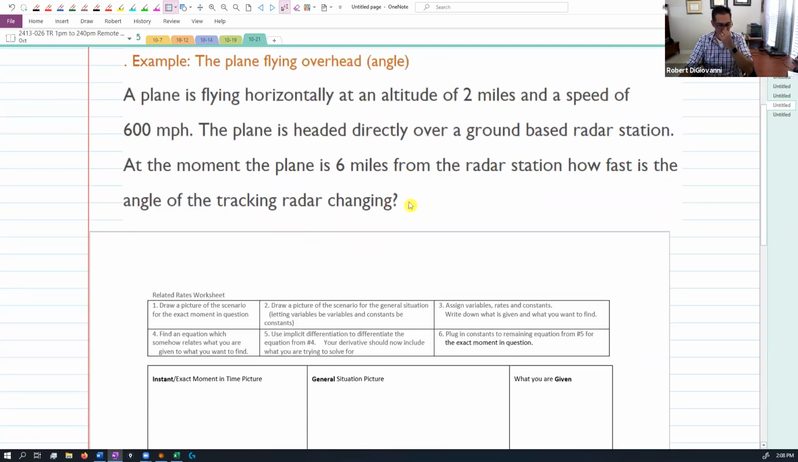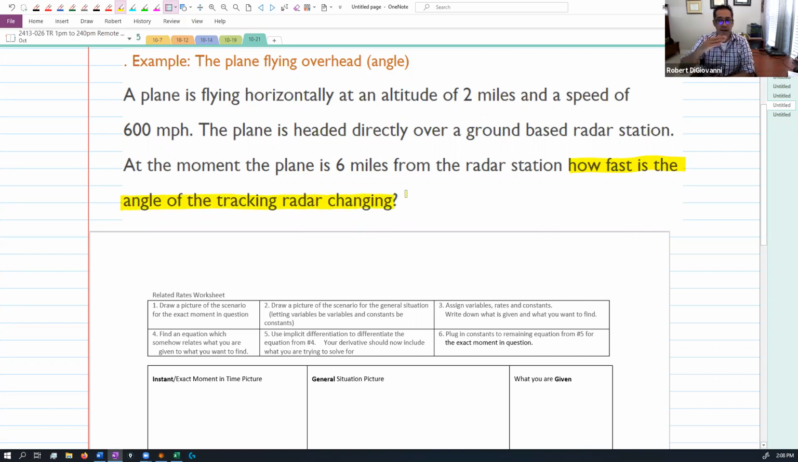I'll give you a moment to take a picture, screenshot it, write it down, whatever. Same plane, 2 miles high, 600 miles per hour, going over a radar station. I'm talking about a moment where the plane is 6 miles from the radar station, same 6 across. But instead of asking you how fast the distance between them is changing, I'm asking how fast the angle of the tracking radar station is changing.